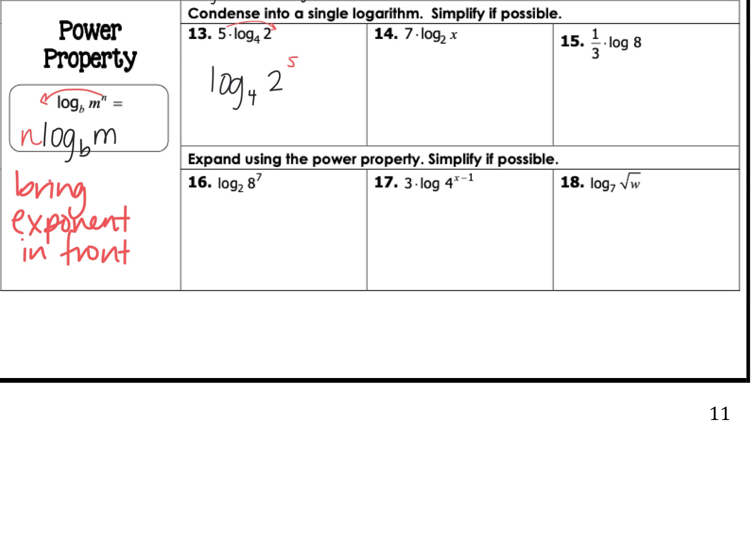We can simplify it. What is 2 to the 5th? 2 times 2 times 2 times 2 times 2, 32. Or you can use your calculator, right? 2 raised to the 5th is 32.